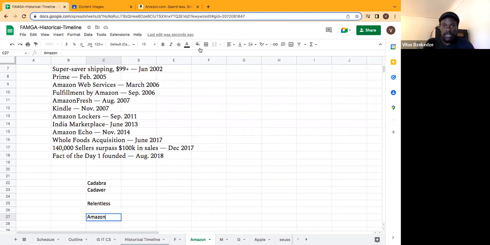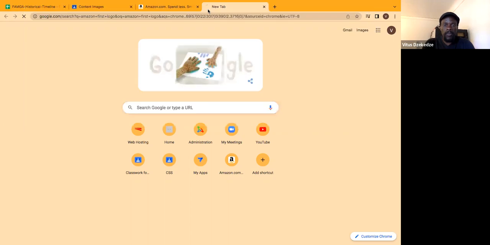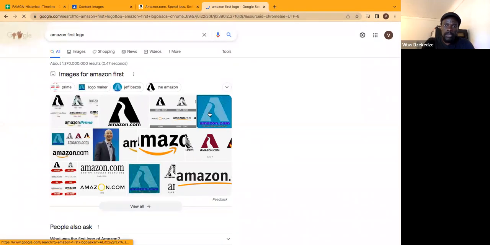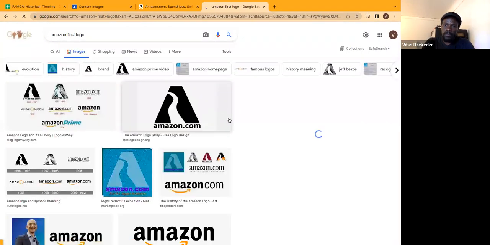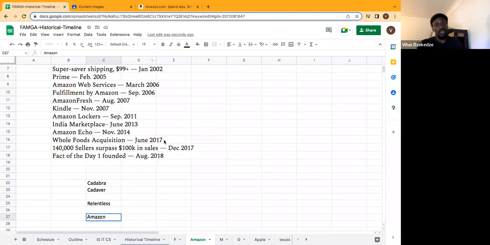If you look for the first logo of Amazon, it's a logo with an A and a river that's going through it. So Amazon's first logo will look just like this. That's a river that's going through the letter A. So, I mean, things always change. One thing that you notice is the change. But then let's go back to Facebook.